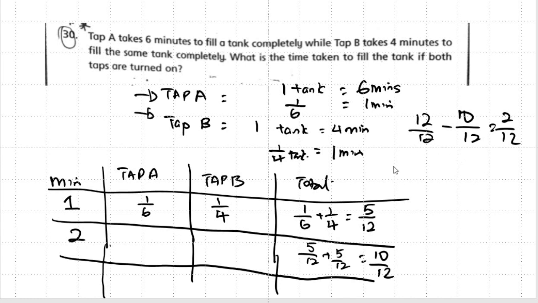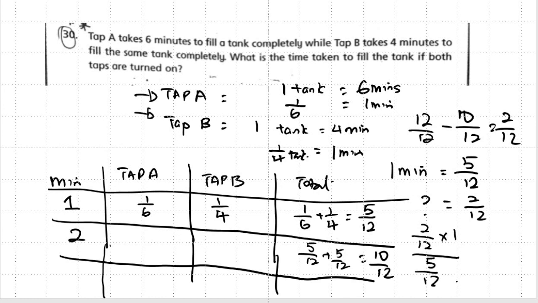Okay, I know that 1 minute, because here is 1 minute, 5 over 12 will be filled. So now I want it to be 2 over 12. For 2 over 12, I require how many minutes? So you take this one times this one divide this one. So it's actually 2 over 12 times 1 divided by 5 over 12.